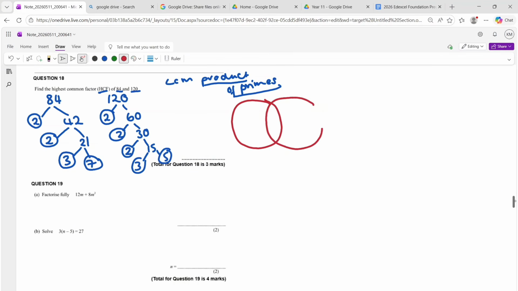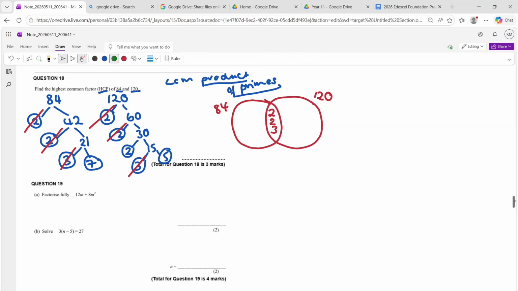So I've got 2 overlapping circles here. This one's going to be for 84 and this one is going to be for 120. And in the middle of my diagram here is going to be any numbers that I've got common to both of these factor trees. So I've got a pair of 2's. So I cross those out and put a 2 in the middle. I've got another pair of 2's, so I cross those 2 out and put a 2 in the middle. I've also got a pair of 3's, and that's it. I've got nothing else that's common to both.